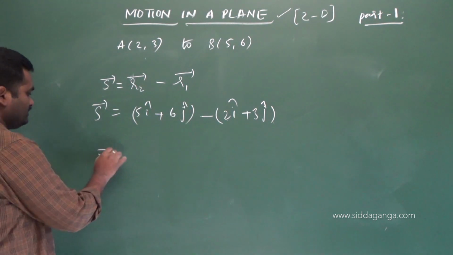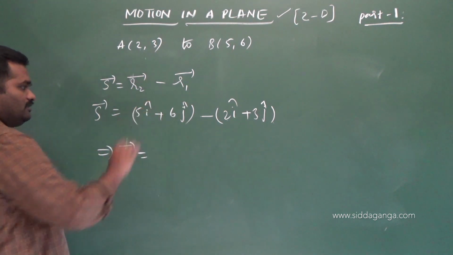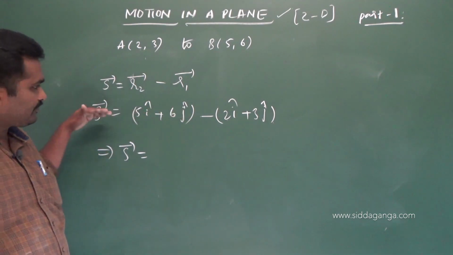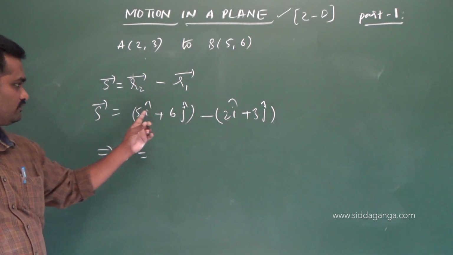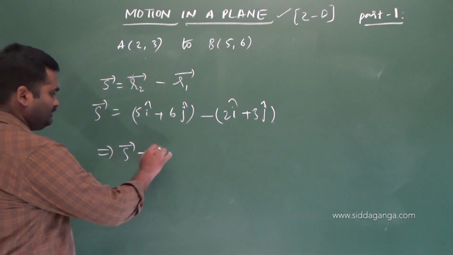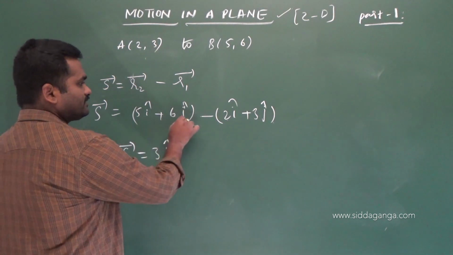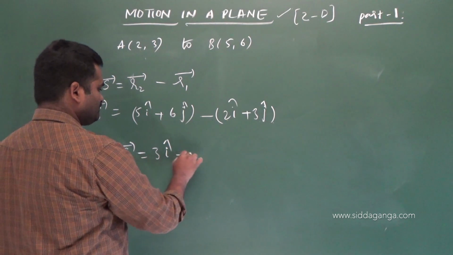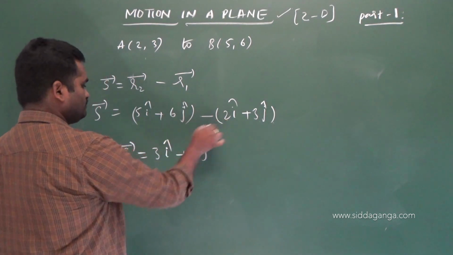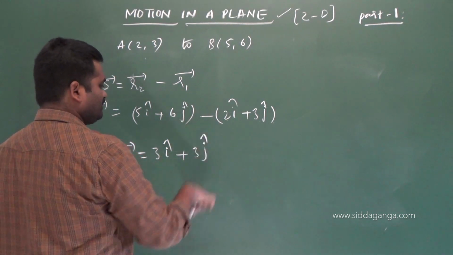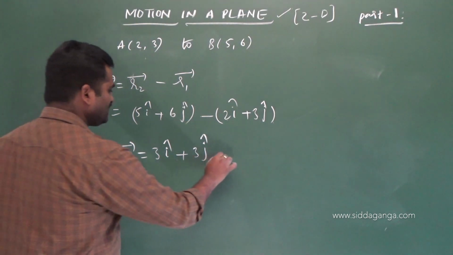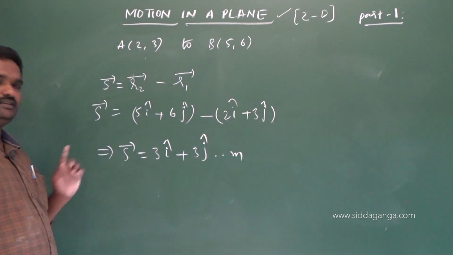Now how to find this, tell me now. You know this, what is this? Subtraction of 2 vectors, how to find? 5i minus 2i, 3i. This is 3i cap. 6j minus 3j, how much is it? Plus, 5 minus 2, 3; 6 minus 3, 3. 3i cap plus 3j cap. So many meters. This is what the displacement is.